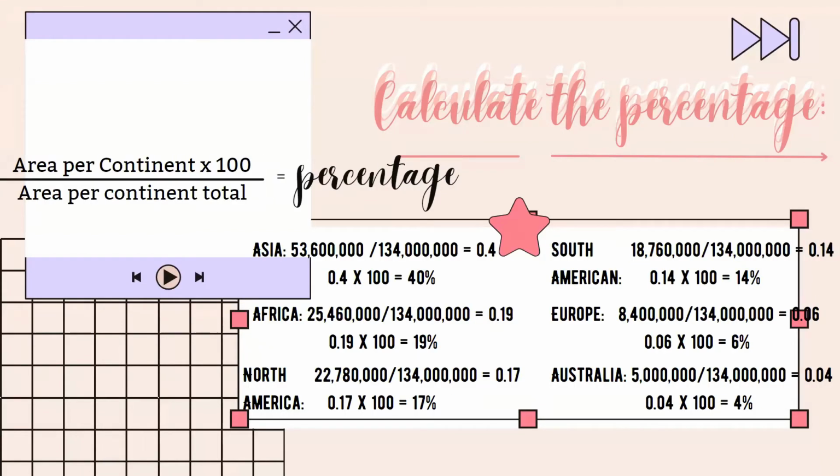To calculate the percentage, this time your formula will be the area per continent over the total area, multiplied by 100 to get the percentage. For example, 53,600,000 over 134 million times 100 is equal to 40%. Next, please.